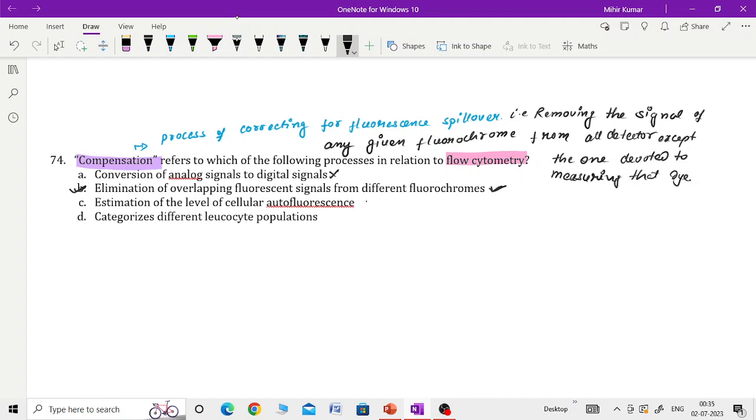Estimation of the level is not categorizing the different leukocyte population, that is also not a correct answer. The second is the correct answer related to the compensation process.